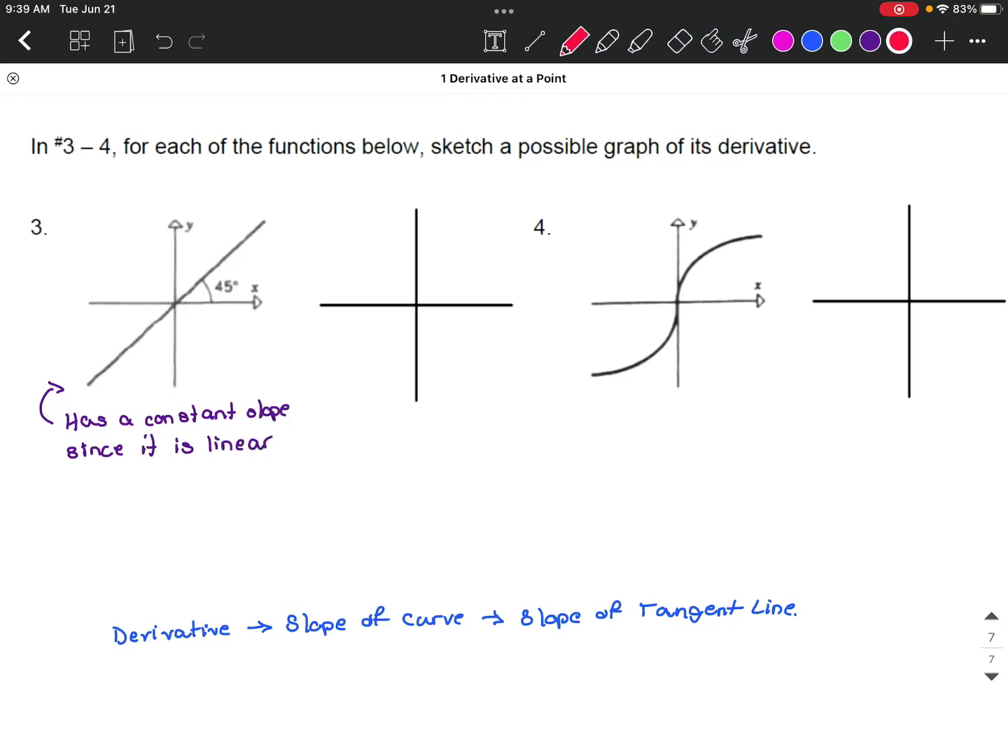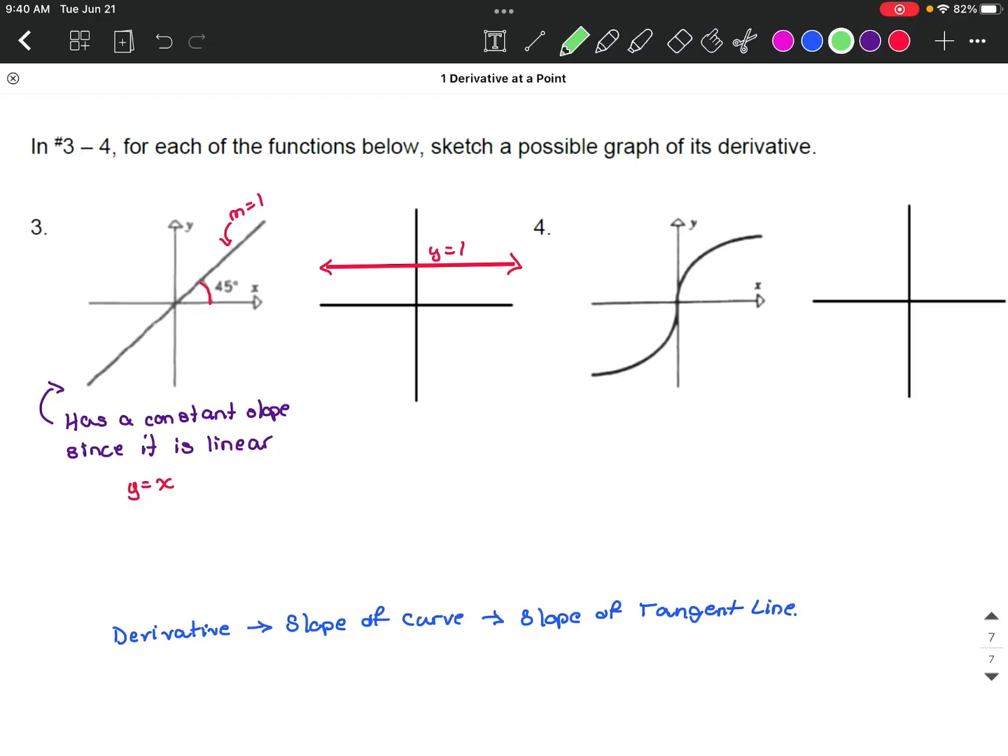That angle is 45 degrees. That means it's going right smack in the middle of quadrant 1 and quadrant 3. That's the line y equals x. That is a line that has a slope of 1. So since the slope is 1, that means that the derivative is 1 everywhere. So we would have a horizontal line with a height of 1 as our derivative. That one's nice and easy.